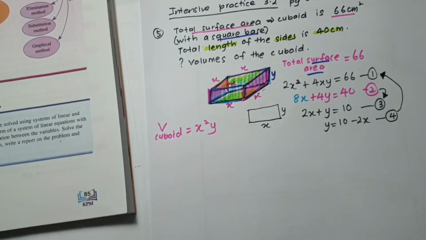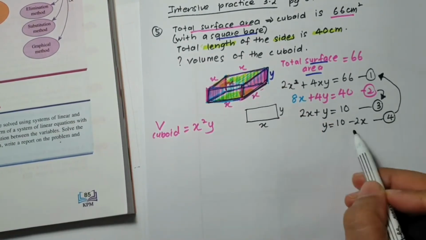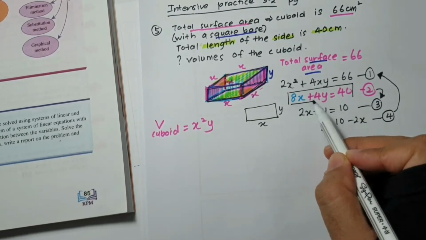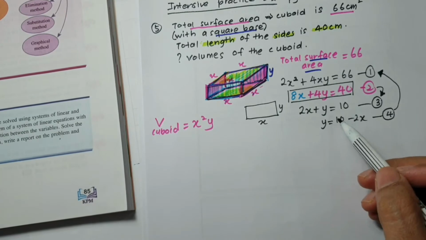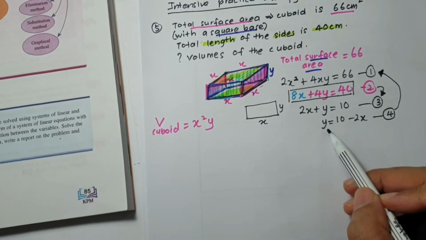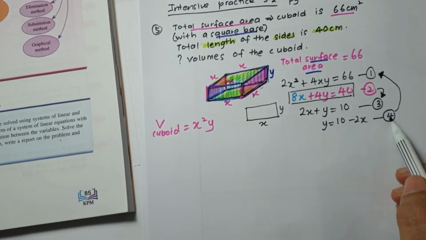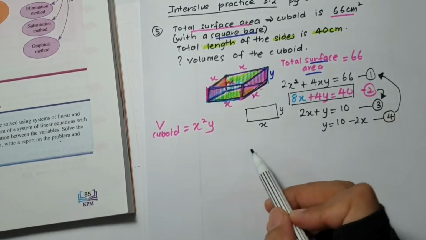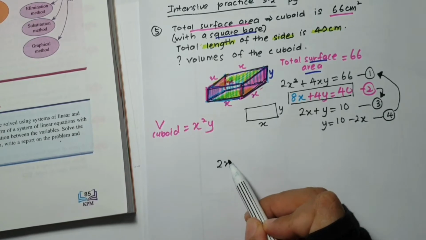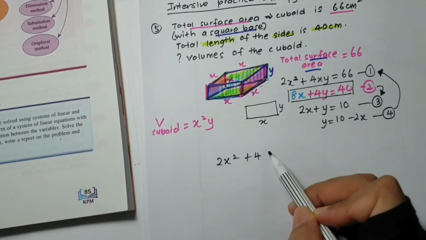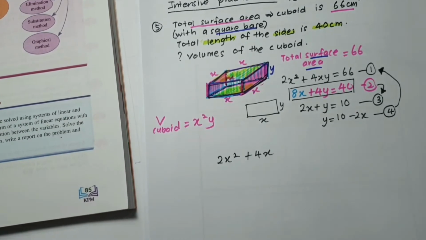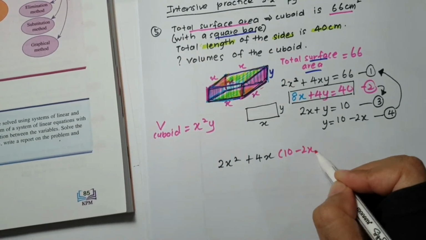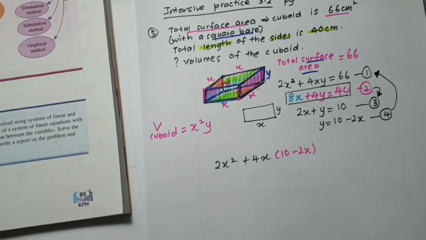Right? So now, this one is your linear equation. You must modify this equation, make one of the variables the subject. So after you make y the subject, put this equation into your non-linear equation. So let's put in plus 4xy. So y is 10 minus 2x, equals 66.